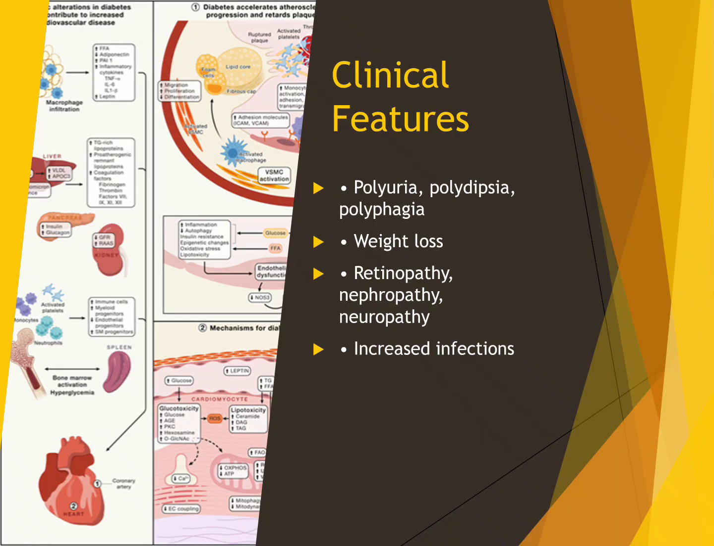Patients with diabetes may present with classic symptoms such as excessive urination, excessive thirst, increased hunger, and unexplained weight loss. Chronic complications include diabetic retinopathy affecting vision, nephropathy affecting kidney function, and neuropathy affecting peripheral nerves. Diabetic patients are also more susceptible to infections due to impaired immune function.